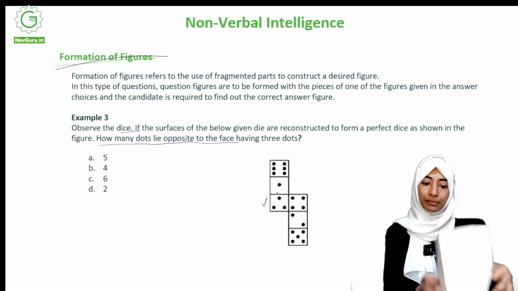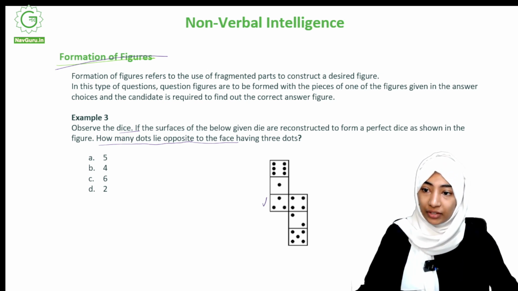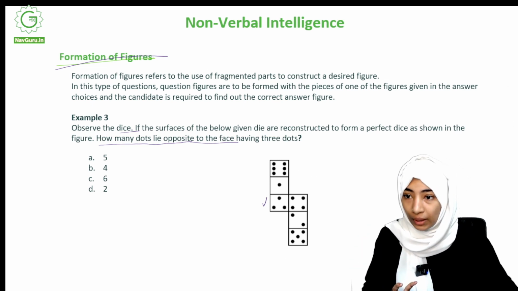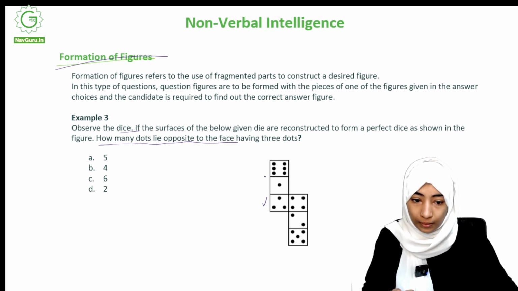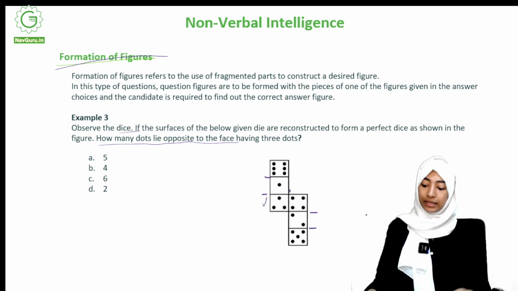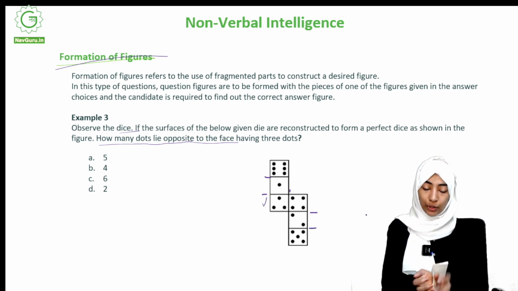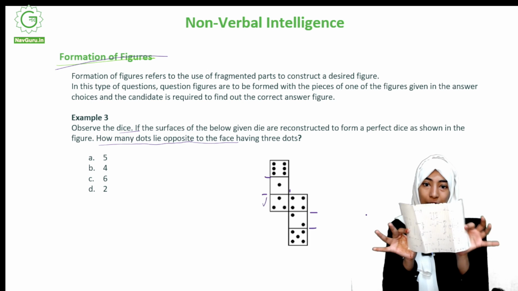Similarly, think of this as one paper, and these lines that you're given here are the folding lines. You see this line, this line, this line, this line. These are the lines along which you are supposed to fold. So it's like having this figure and you have folding lines. Folding lines tell you how to fold.